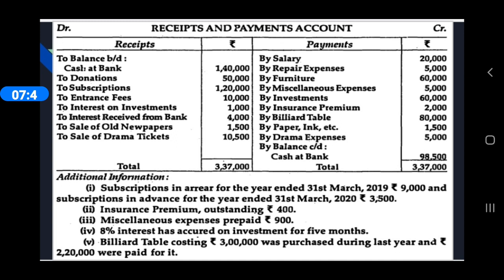March 2019 is the previous year. Normally, subscription for the current year is to be added. Subscription outstanding for the previous year is to be deducted. Okay.